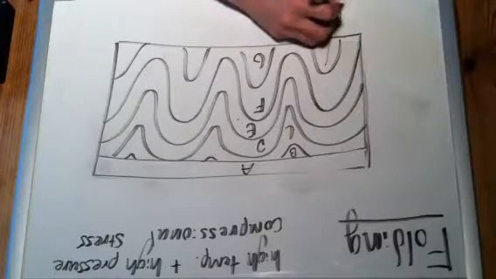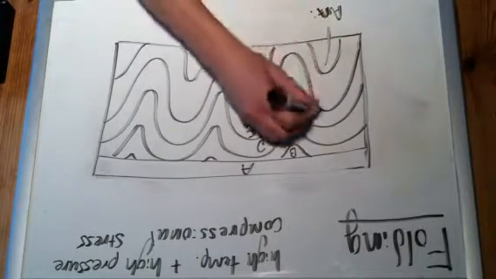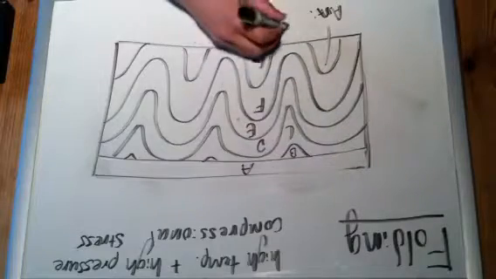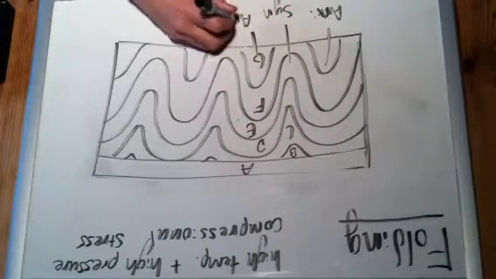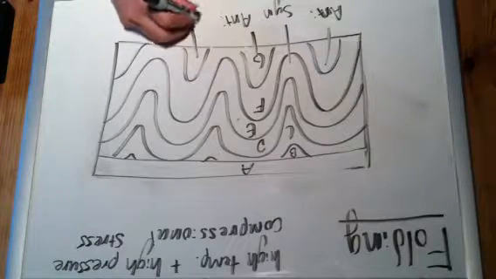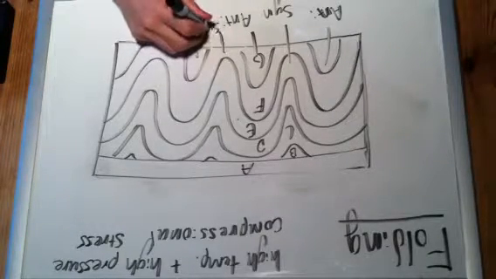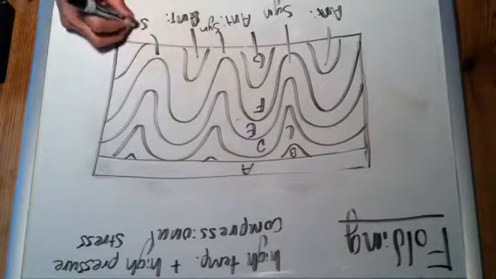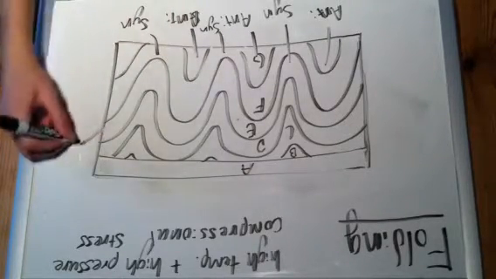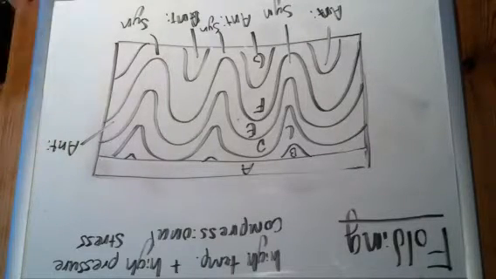This is an antiform, because currently the limbs are opening downwards and it's pointing upwards. Right here we observe a synform, another antiform right here, synform right there, antiform right here, synform right here, and antiform right here. And now hopefully this looks familiar.